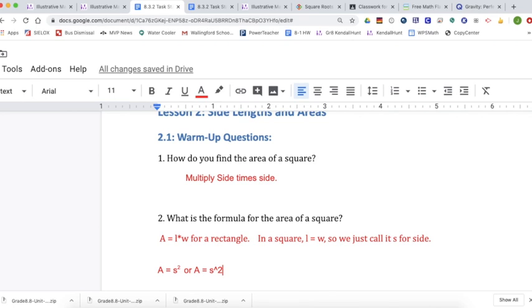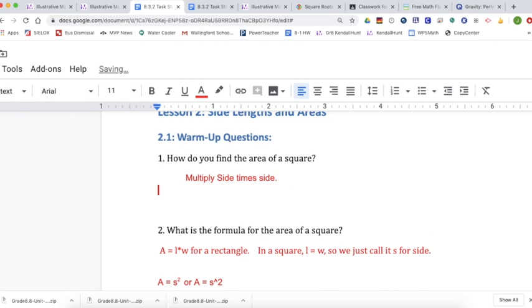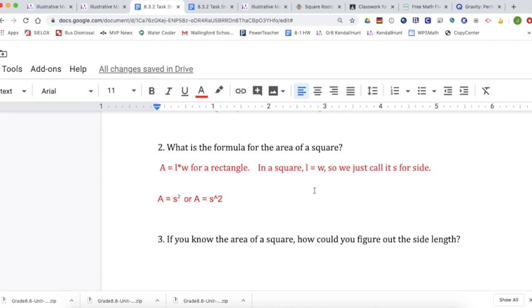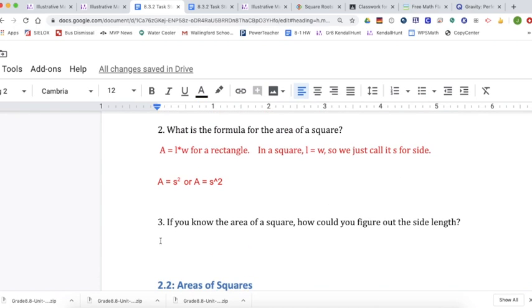So that's how I would find the area of a square. That's my formula. I could also say the side length squared, or times itself. And if I know the area of a square, how could I figure out the side length? So that's really our goal question for today, and by the end of the video, we will have a really good answer for this. And the goal of it is to really work backwards.